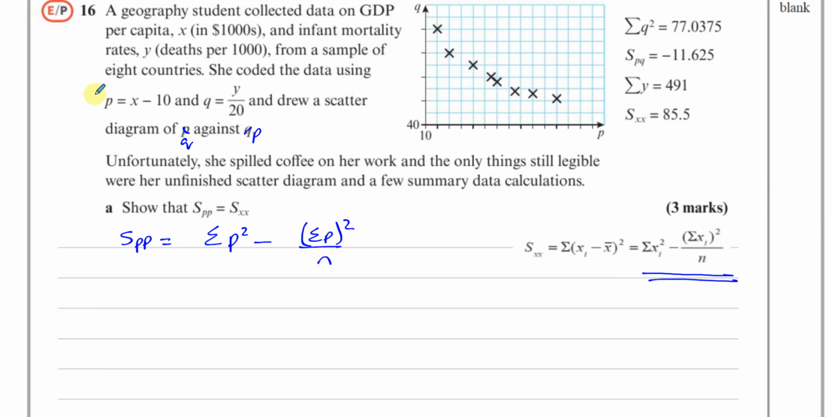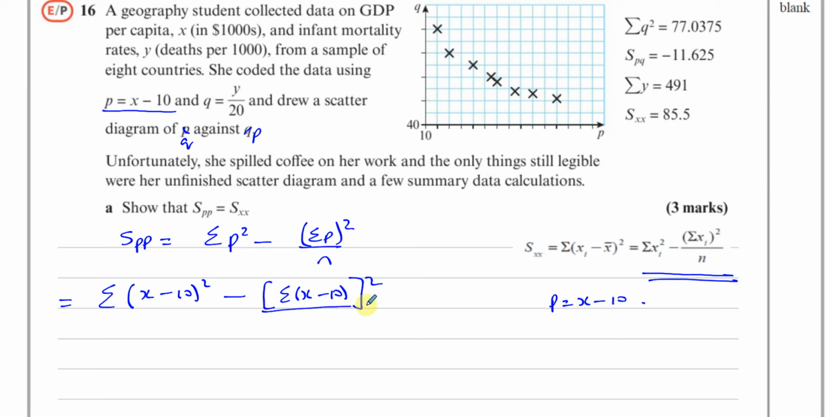Now what I'm going to do is use the coding that they gave us. They told us that P is equal to X minus 10. So I'm going to replace the P in both of these with X minus 10. So I'll say that this is equal to the sum of, instead of P, I'll put X minus 10. So that's X minus 10 in brackets squared minus, and then in brackets the sum of X minus 10 and all of this squared. Okay, what's the difference between these two? This is where you square the p-values and then add them together. And this is where you add the p-values and then square the result. So that's the difference between these two, and this is over N.